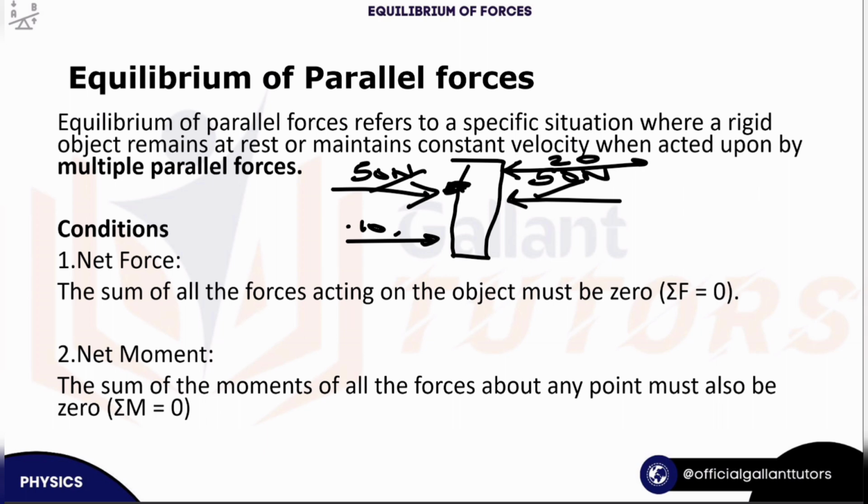So now, the condition that must be met to ascertain that an object is under equilibrium of parallel forces is that the sum of all the forces acting on that object must be zero. Also, the sum of the moments of all forces about a point must be zero. Here's what it means. Moment of force, I'm coming to that, but let me just introduce it.